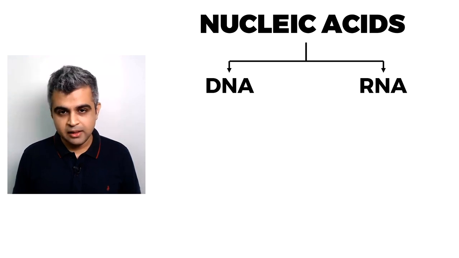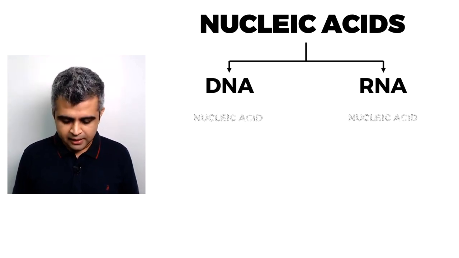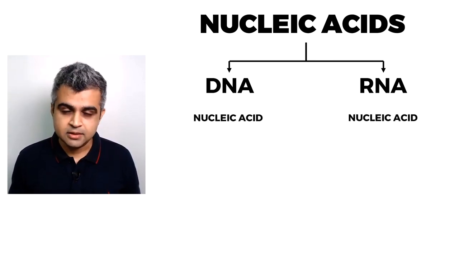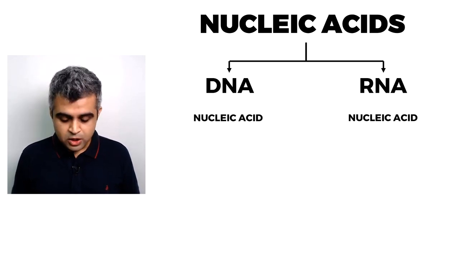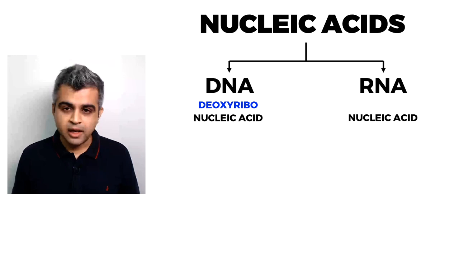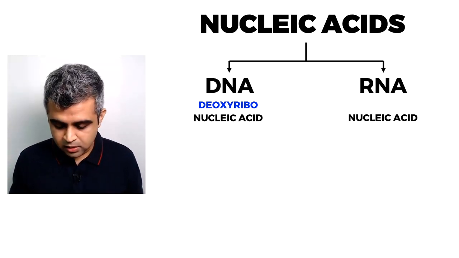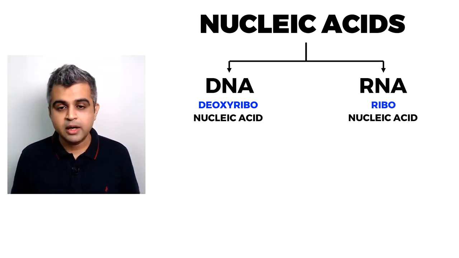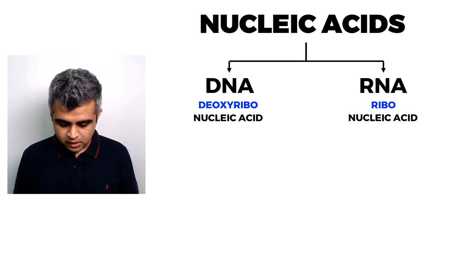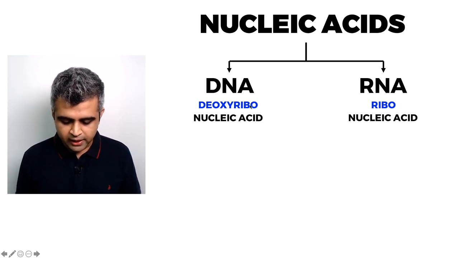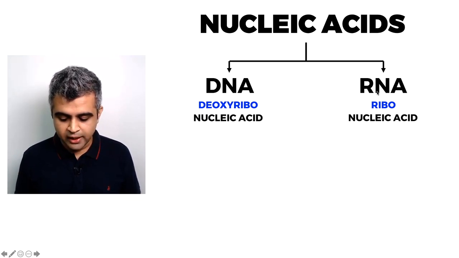So both DNA and RNA have "NA", and NA in both of them stands for nucleic acids. So what is the difference between DNA and RNA? If both of them are nucleic acids, what do the D and R stand for? D stands for deoxyribo, and the R in RNA stands for ribo. So you have deoxyribonucleic acid and ribonucleic acid.